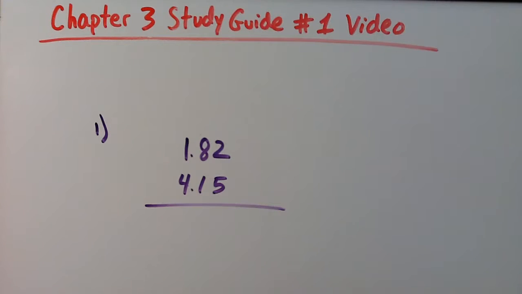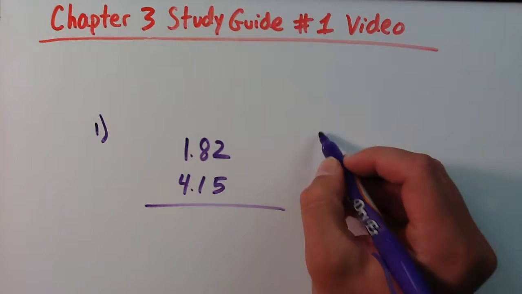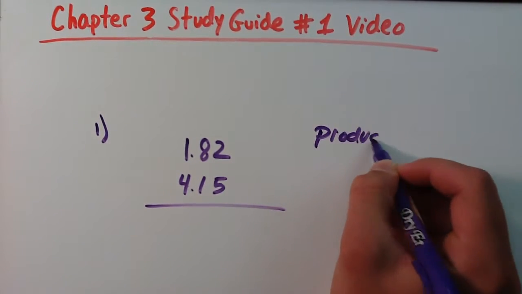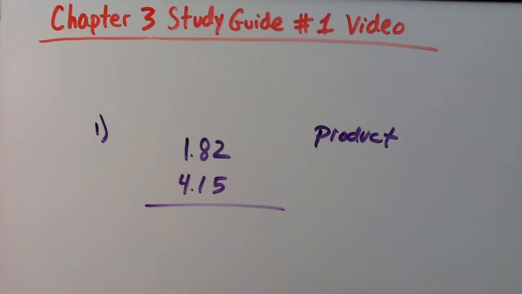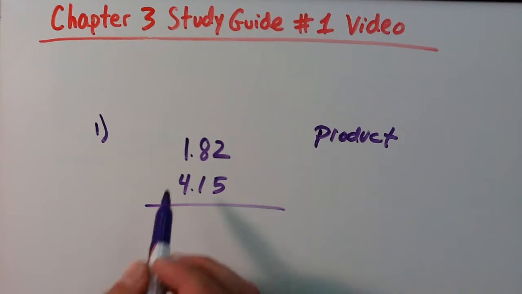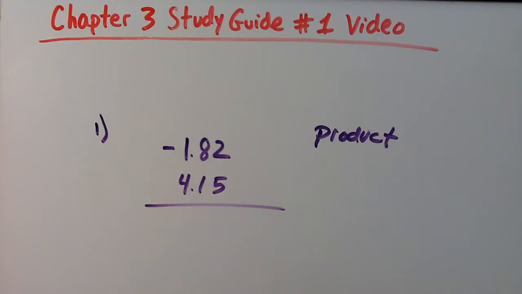In number 1, it says, what is the product of negative 1.82 and 4.15? Okay, so first off, you see the word product. What is the product? Well, we know that the product is the answer to a multiplication problem. And so if you want the product of some numbers, you're going to be multiplying some numbers together. In this case, we're multiplying numbers with different signs, right? We're multiplying negative 1.82 and positive 4.15.